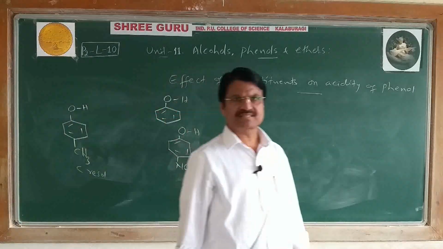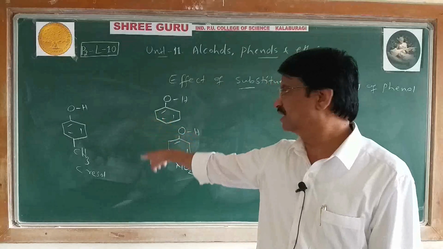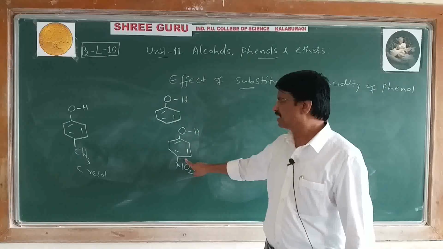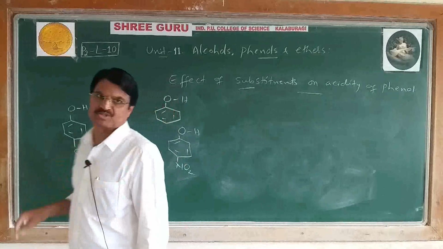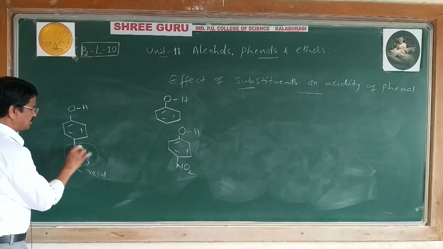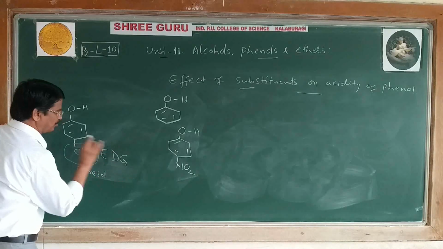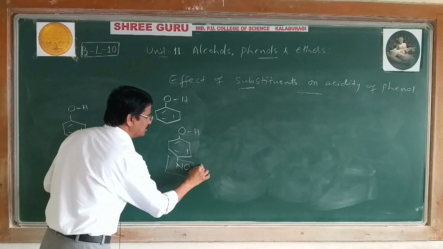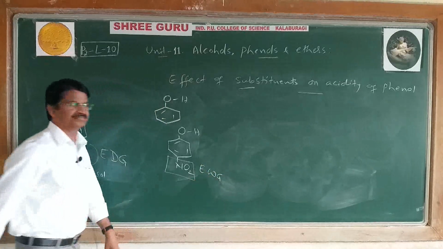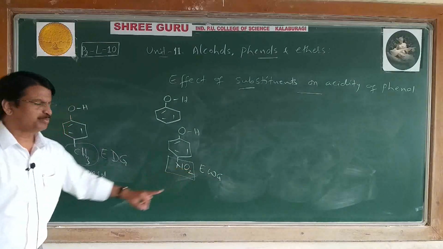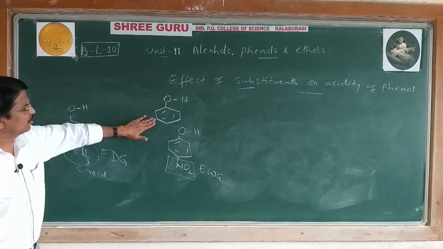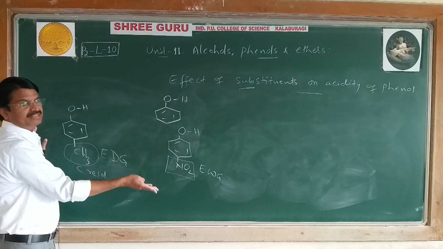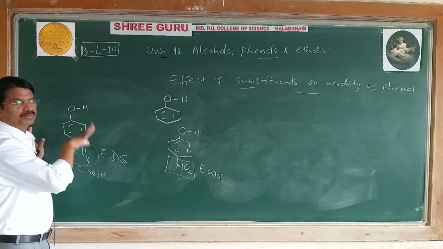If a ring contains OH and CH3 groups, two groups on the ring, then they are called cresols. So: phenol, para-nitrophenol and para-cresol. The methyl group is an EDG, electron donating group. The NO2 group is an EWG, electron withdrawing group. Here there is no group on the benzene ring, only the phenol compound. Okay. Now compare which is more acidic, the EWG compound or the EDG compound, and why?